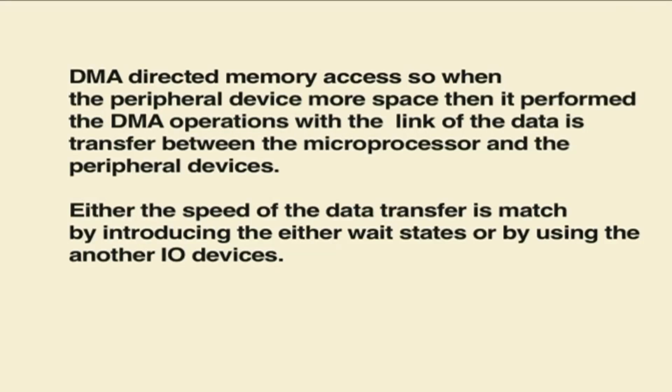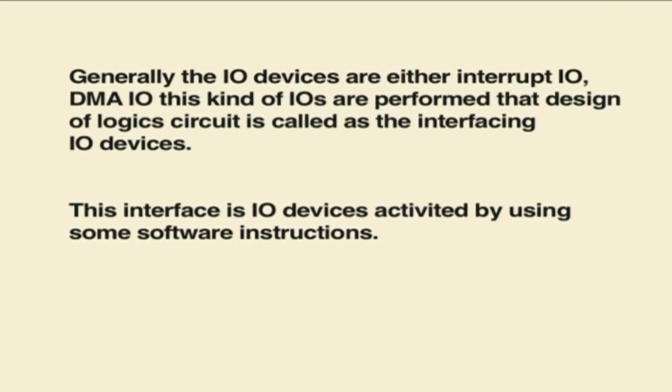This is one kind of I/O operation, that is, DMA is direct memory access. So, when the peripheral device is faster, it performs DMA operations. With the help of that, the data is transferred between the microprocessor and the peripheral devices. So, either the speed of the data transfer is matched by introducing wait states or by using another kind of I/O. Generally, I/O is performed as interrupt I/O or DMA I/O.